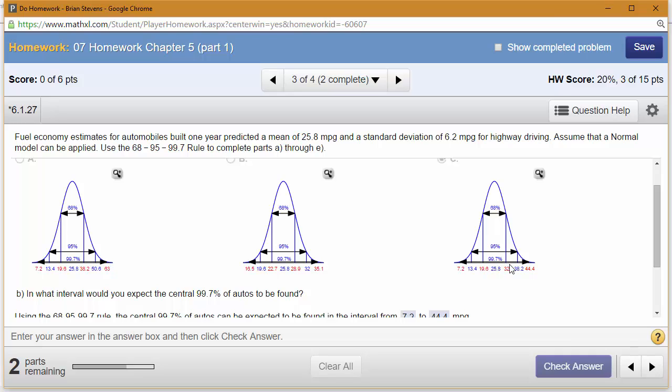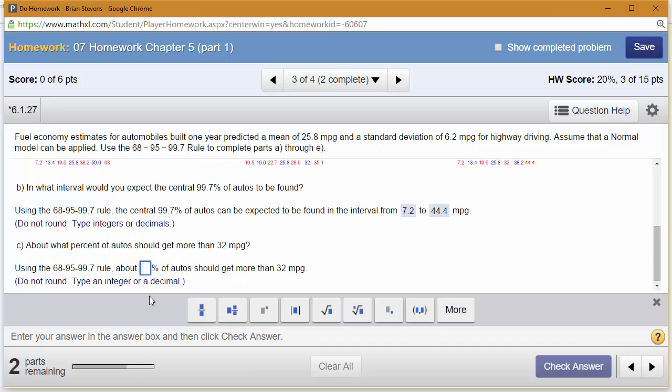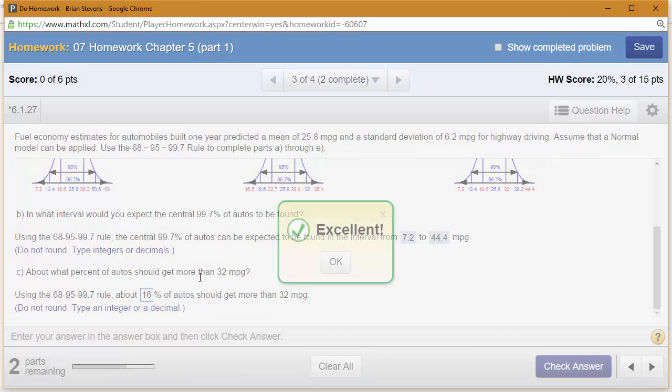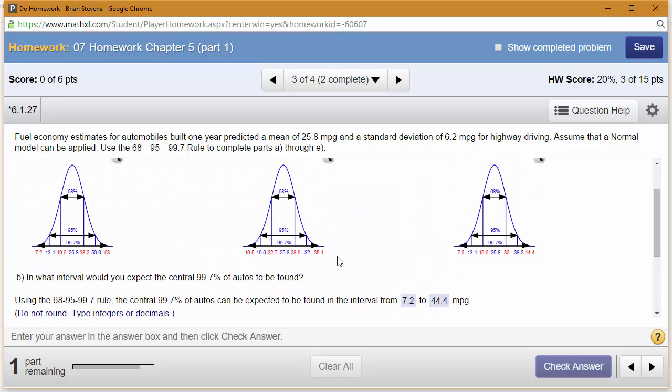So in here and in here, and these technically go all the way out. They don't end in between because it goes all the way to the right and all the way to the left. So inside 68, outside 32, and we only want 1/2. So the answer is 16. And that is one of the key ways to do these questions: remember, go inside, out, and then half if needed. So what percent should get between 32 and 38.2?